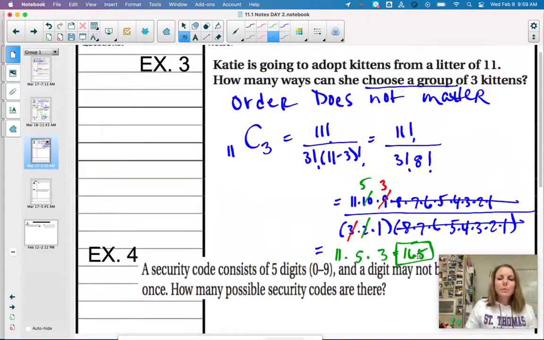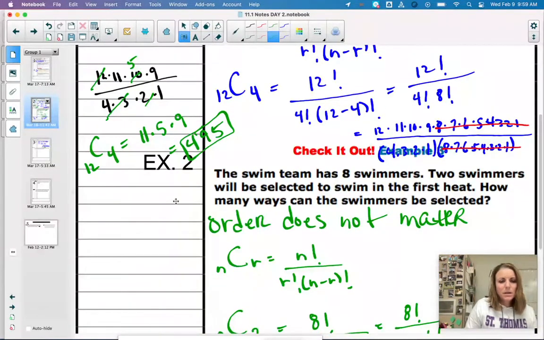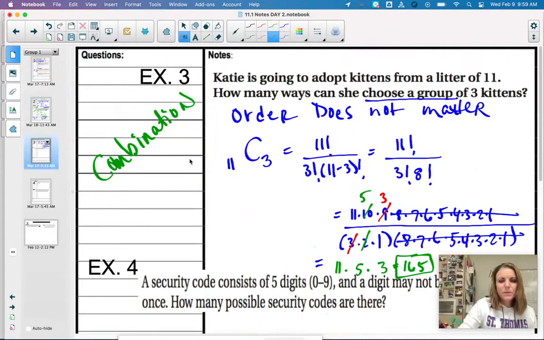Another thing I want to write: when order does not matter, that is called a combination. And I probably should have done that back on these examples too. That's a combination. And example 2 is a combination when order does not matter. All right.